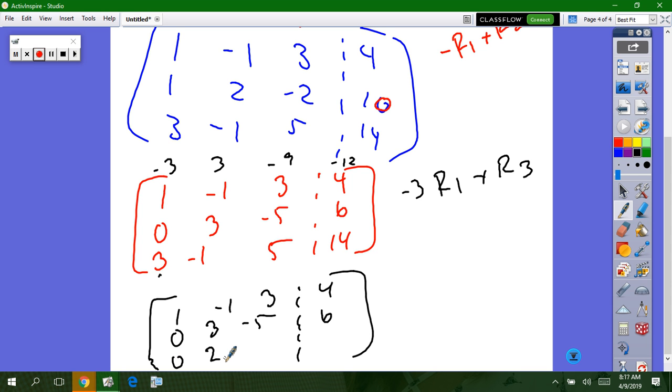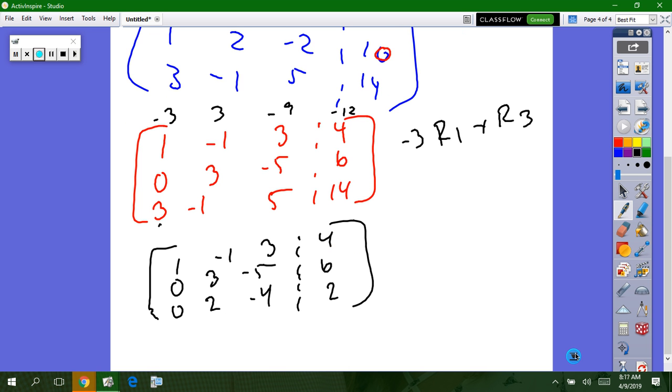-9 plus 5, -4. -12 plus 14, 2. Any questions on how I got that new matrix? All right, so we've got 3 steps out of a guaranteed 6. I have to do a minimum of 6 steps. Okay?